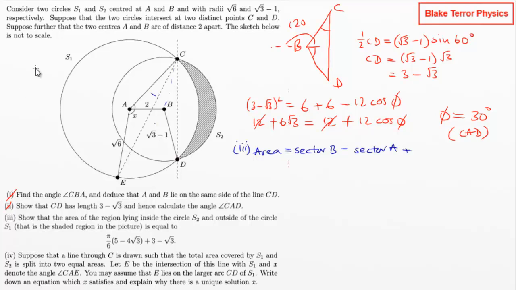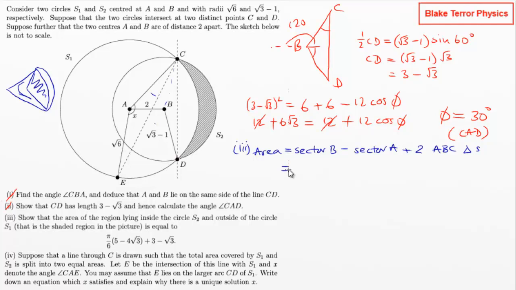So let's just illustrate what I'm saying. That's our sector of B, so that's the bit we're starting with. But then the sector of A that we're taking off is taking off that bit which we want to take off, but it's also taking off all of this, that dart. So we want to add on two triangles, two ABC triangles is what we want to put back on.